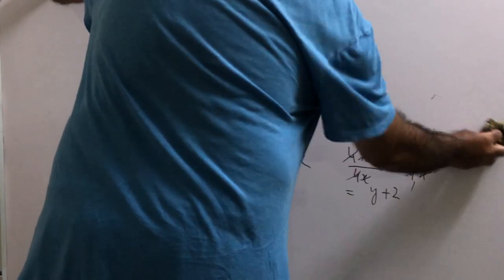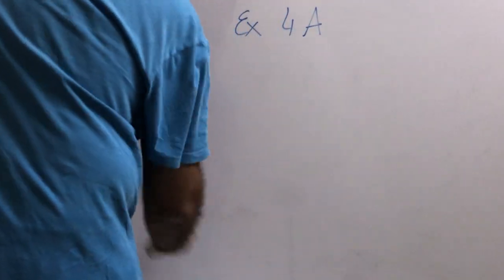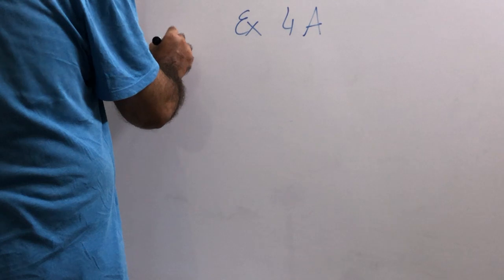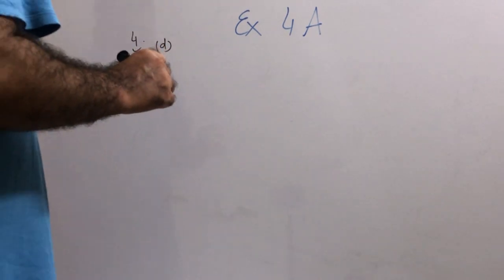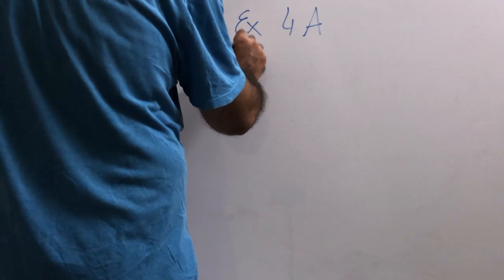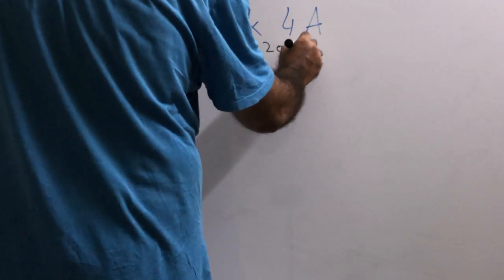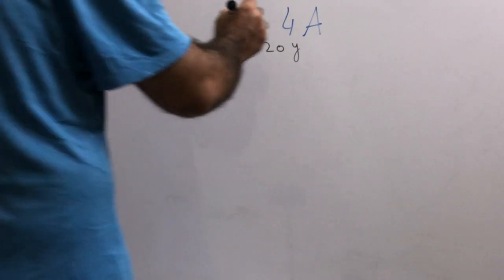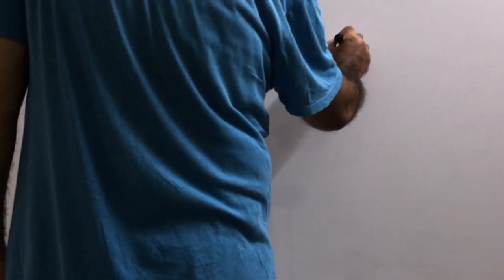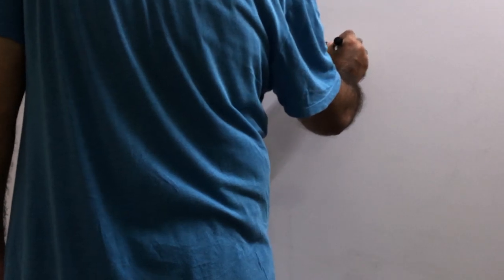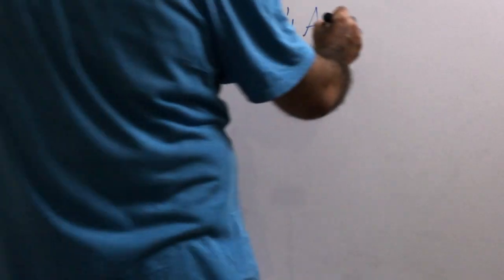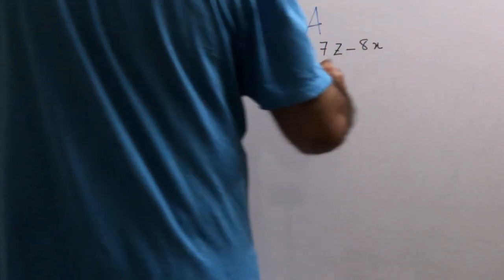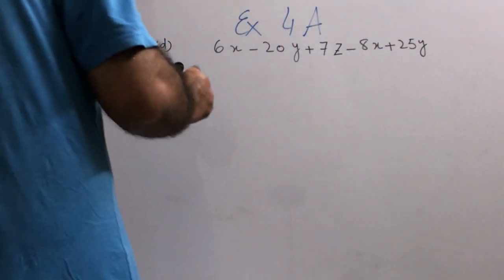Now we will be doing the last part of question 4, which is part D. Part D says 6x minus 20y plus 7z minus 8x plus 25y minus 11z.